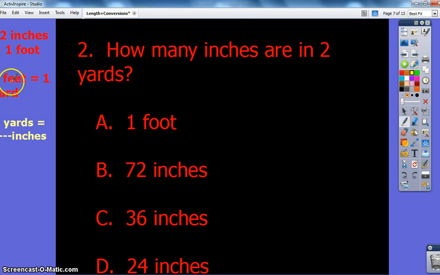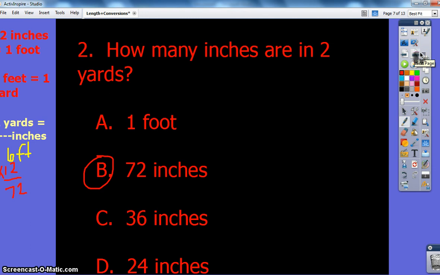Well, if we have 3 feet, we have 1 yard. So how many feet are in 2 yards? You'd multiply 3 by 2, and you get 6 feet. And now we simply have to convert that to inches. We're going from feet to inches, so from larger to smaller units, so we're going to multiply by 12. So 6 times 12 equals 72. So you should have gotten B.